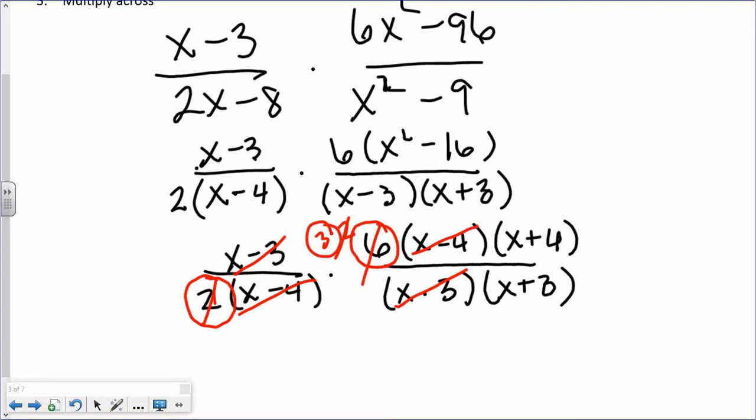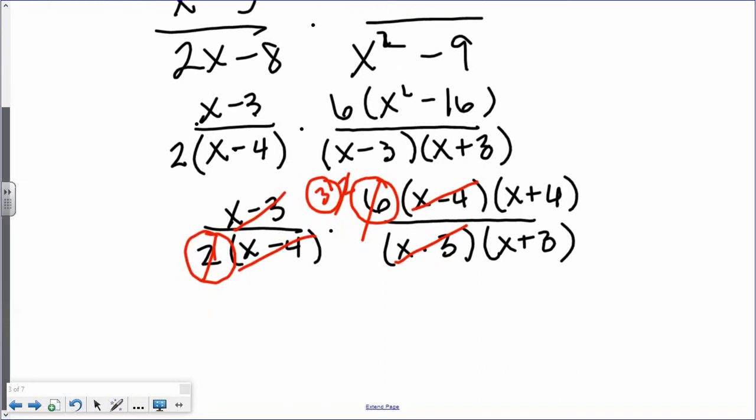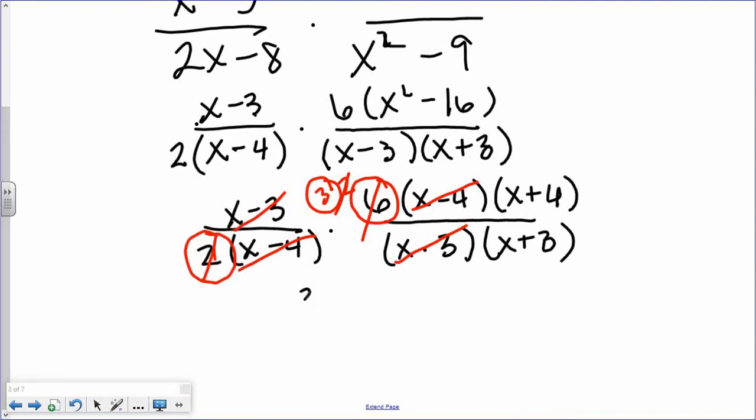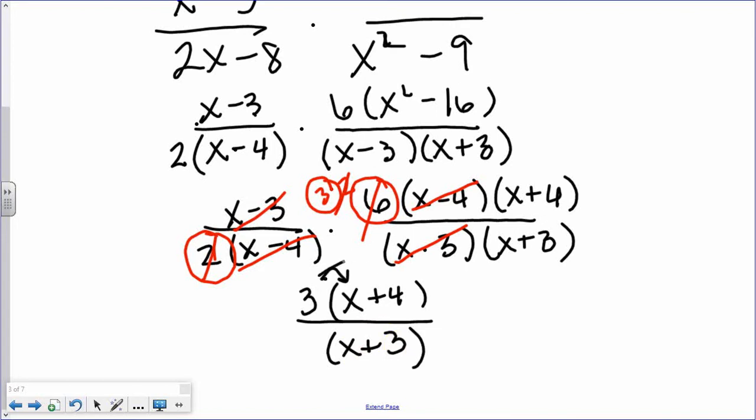I'm going to look to see if I can cancel anything else. The x plus 4 and the x plus 3 don't cancel because they're not the same term. And almost everything else is crossed out. So at this point, I'm just going to rewrite my answer a little bit cleaned up. I have my 3. And then in my numerator, all I'm left with is x plus 4, and my denominator, what I'm left with is x plus 3. So you can either leave it like that, or you can distribute this 3 to make it 3x plus 12 over x plus 3.